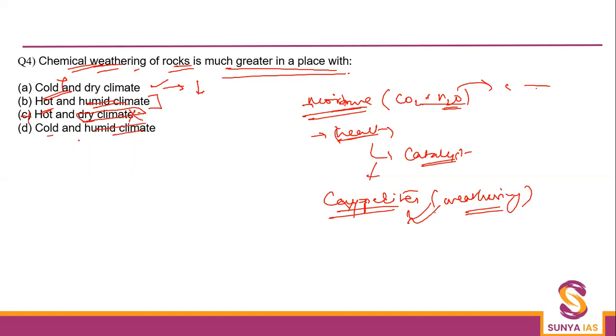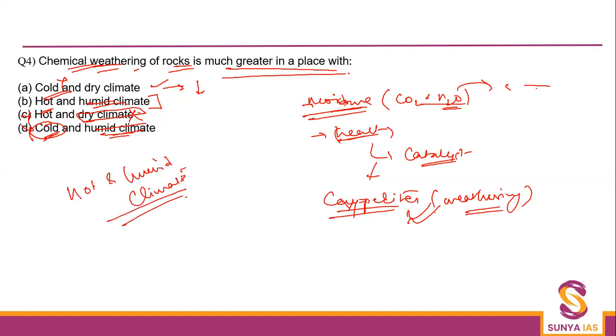Cold and humid climate. Again, cold. See, humid is okay, but in a cold climate chemical weathering is very, very slow. That is why chemically weathered rocks are basically found in tropical and subtropical regions. Where the climate is very cold, this chemical weathering won't be possible. So D is also incorrect here. The correct option is hot and humid climate.